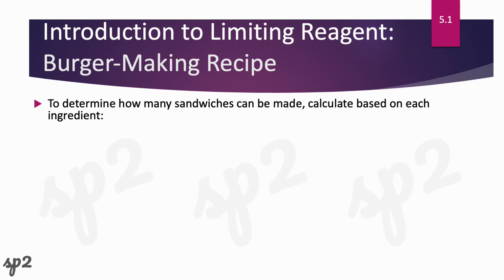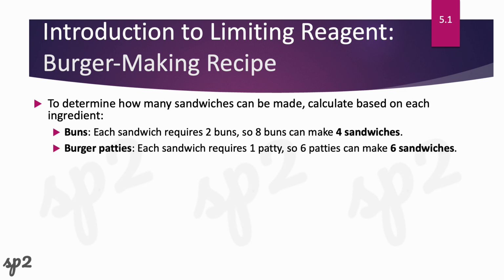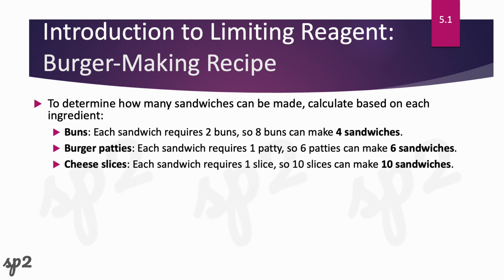To answer this question, we need to calculate our sandwiches based on each ingredient. Starting with buns, each sandwich requires 2 buns. So if I have 8 buns, I can make 4 sandwiches. For the burger patties, each sandwich requires 1 patty. So if I have 6 patties, I should be able to make 6 sandwiches, right? For the slices of cheese, each sandwich requires 1 slice. So I have 10 slices. That means I can make 10 sandwiches.